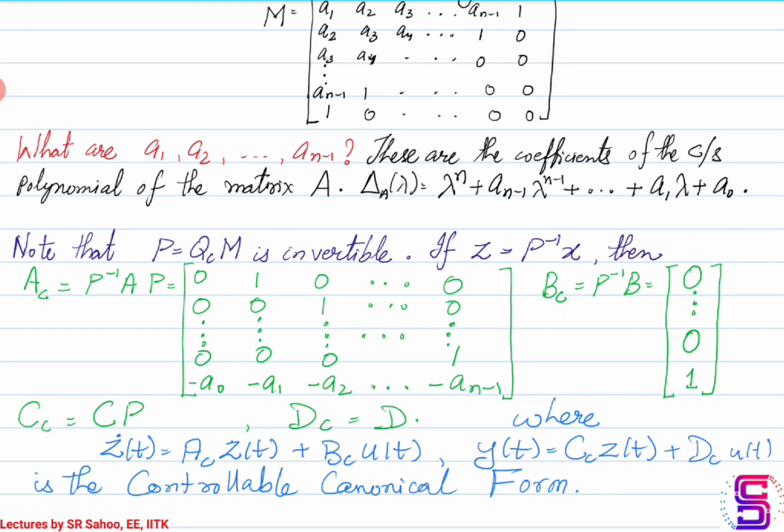Now, this form, as the name suggests, is very useful in designing state feedback controllers for linear time invariant systems. When we go into the design of state feedback controllers, one of the approaches that we'll use actually utilizes this controllable canonical form. That is where it will become clear how this particular form can be useful.